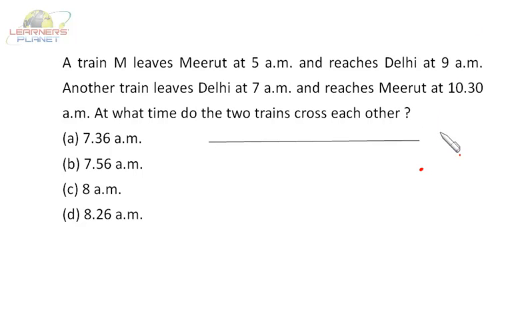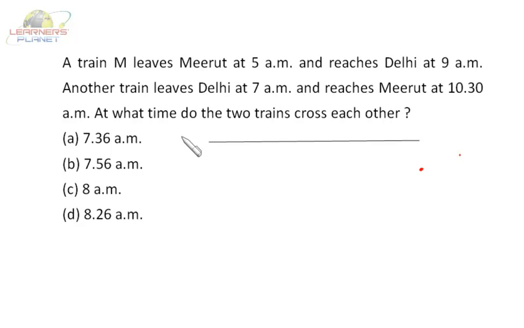Friends, now let's see this interesting question. A train M leaves Meerut at 5 a.m. and reaches Delhi at 9 a.m. Another train leaves Delhi at 7 a.m. and reaches Meerut at 10:30 a.m. At what time do the two trains cross each other?